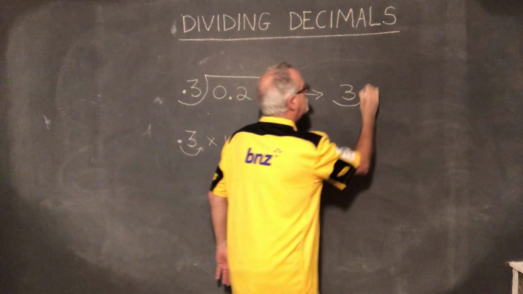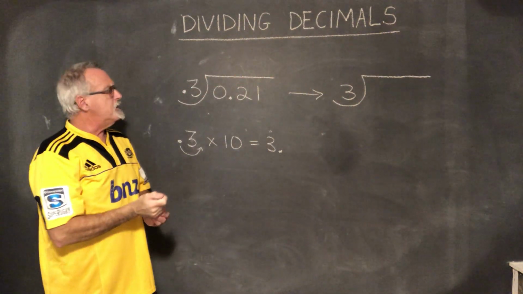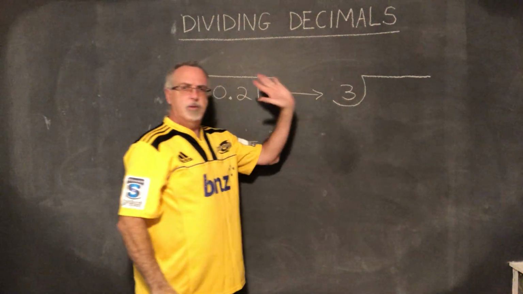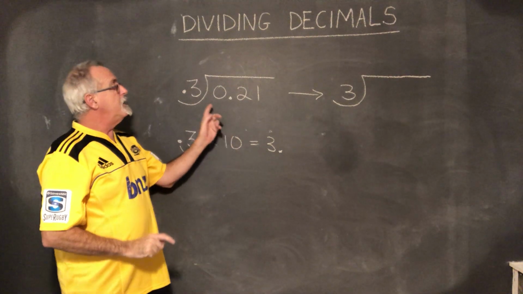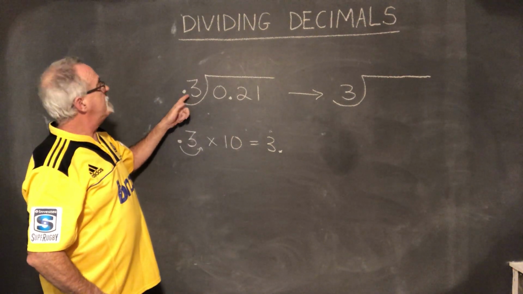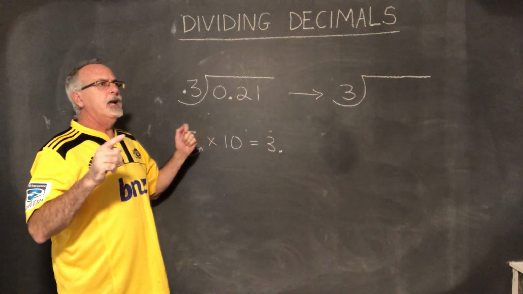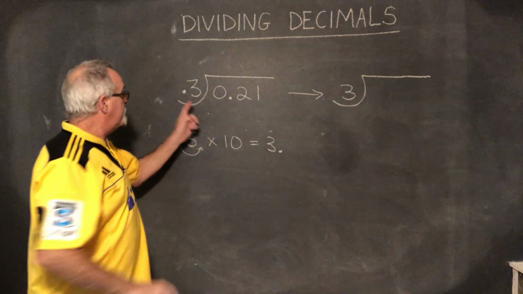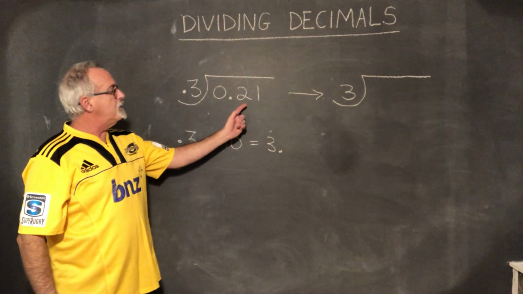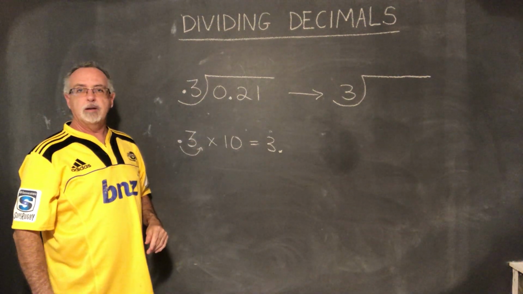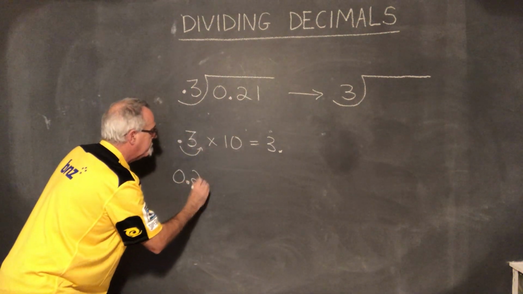I want to divide by 3 because this thing where the decimal is there was confusing, but if I do this instead, it's not confusing. But there is one other thing we have to do to take care of this. If we're going to multiply the divisor by 10, we're only allowed to do that if we also multiply the dividend by 10. So 0.21 has to also be multiplied by 10.